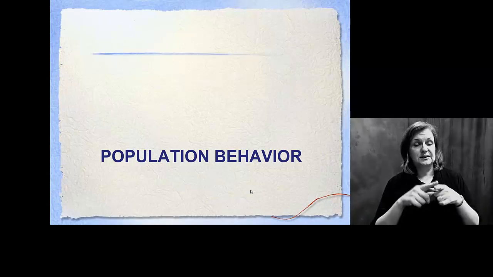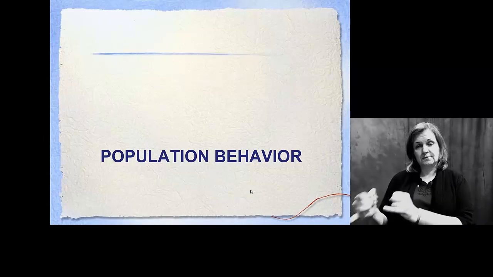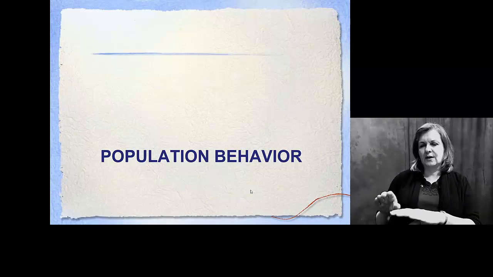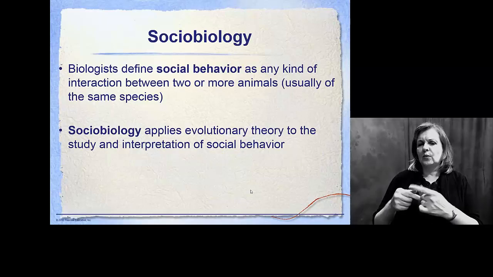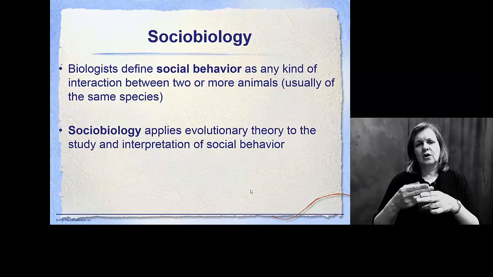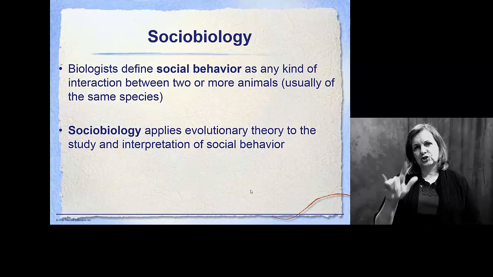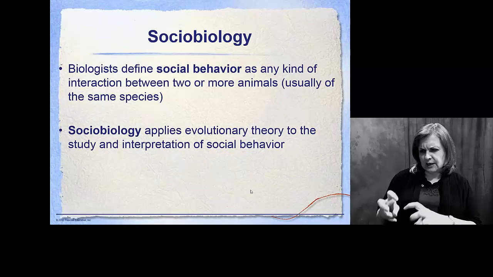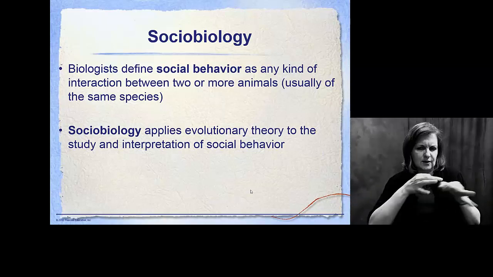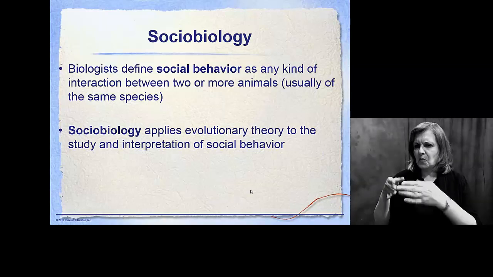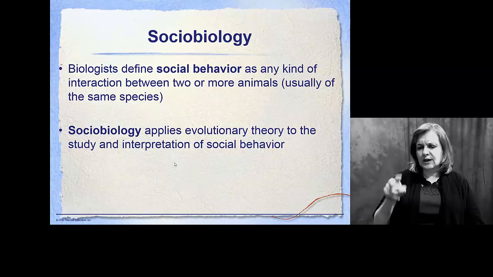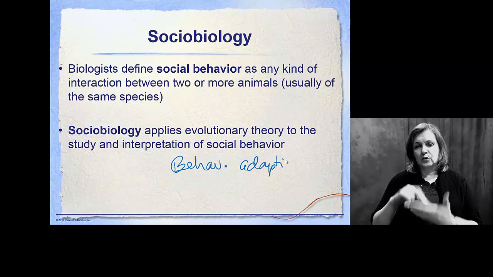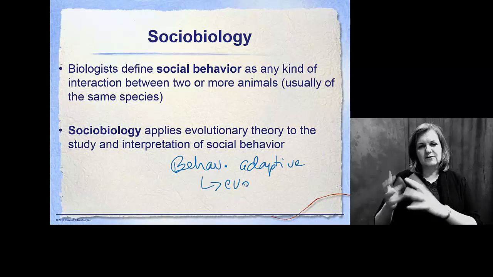So far, we've only looked at individual types of behaviors. What I want to focus on now is what happens when a population behaves in a particular way, and particularly as a unit. This is something known as sociobiology. In sociobiology, or social behavior, we look for evolutionary theory explaining how a population behaves. These behaviors are adaptive, so that means that evolution is selecting for them.